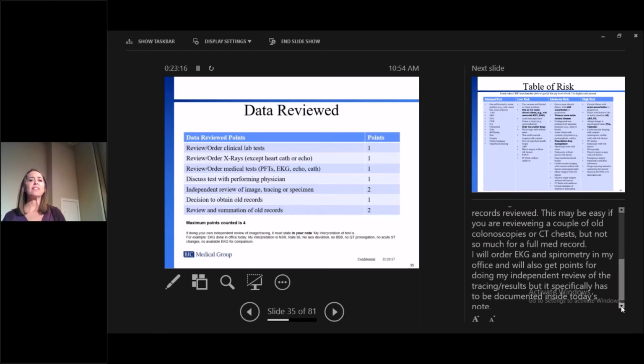As far as I'm concerned, I think this data reviewed is probably the hardest section to get the maximum points of 4 on. I think most of us aren't doing that. I'm going to get a point for reviewing or ordering my labs or reviewing and ordering an x-ray. But unless I'm doing those EKGs and evaluating them in my office, I think this is the one that's the hardest to get 4 points on.